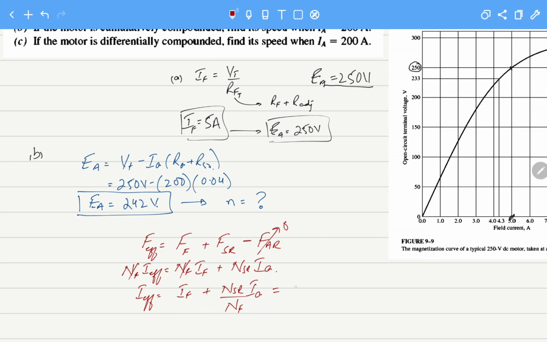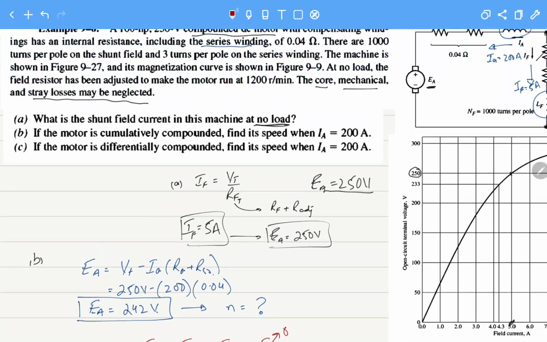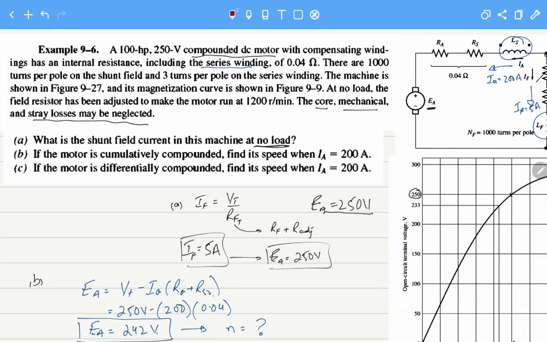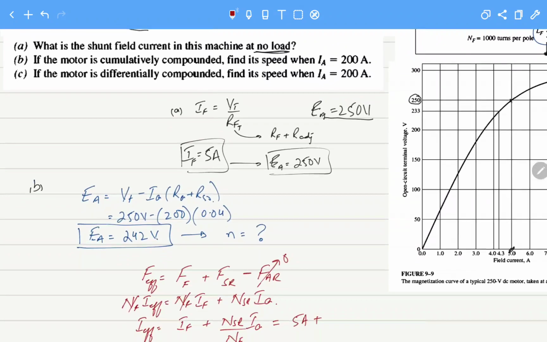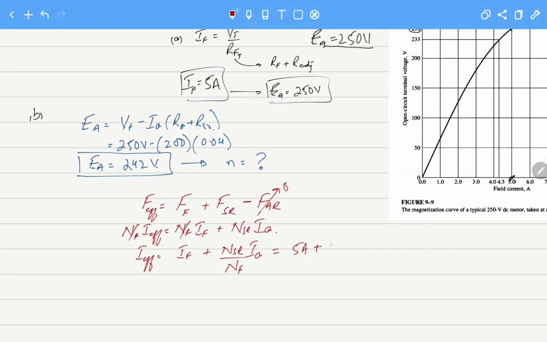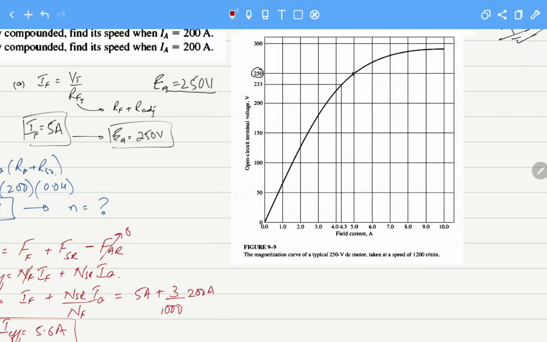Now IF is 5 amperes. Number of series turns, let's see, 3 turns, 1000 turns per pole on the shunt field and 3 turns per pole on the series winding. So this series has 3 and this is around 1000, and the current through the armature is 200 amperes. So I effective becomes 5.6 amperes.